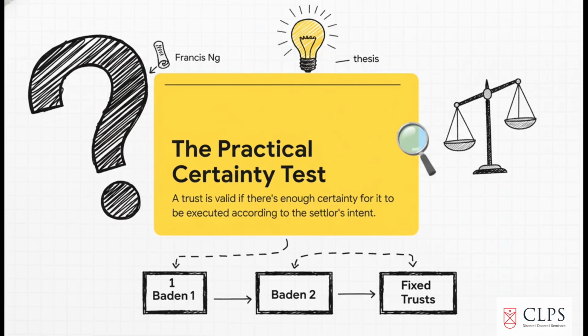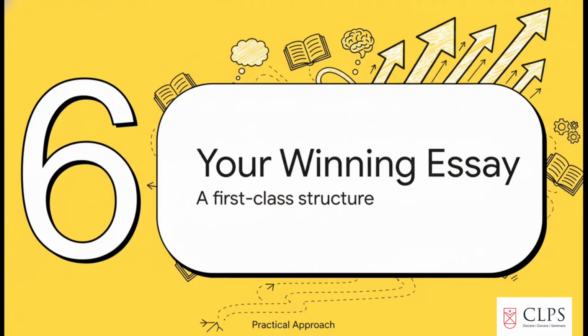The argument is simple. The real question the court asks is not, does this trust tick a doctrinal box? It's, is this trust workable? Is there enough certainty here for us to practically carry out what the person who made this trust wanted? This one idea explains Baden 1. It explains why the trust in Baden 2 survived, and it explains how fixed trusts get distributed without a perfect list. It just works.